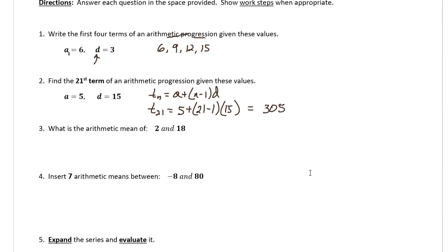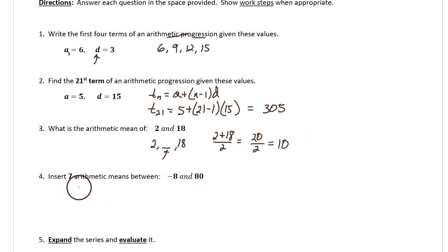Number 3, what is the arithmetic mean of 2 and 18? What that's asking for is if 2 and 18 are the first and last numbers of an arithmetic sequence, what is that middle number? It's going to be midway between 2 and 18. One way to find it is with the general term formula that we just used, but another way to find it is by adding the two numbers together and dividing by 2. So this makes 20 divided by 2, which is 10.